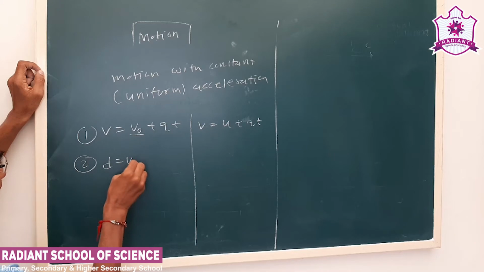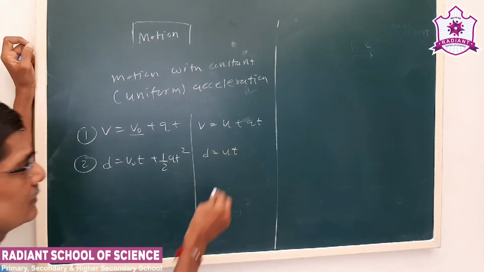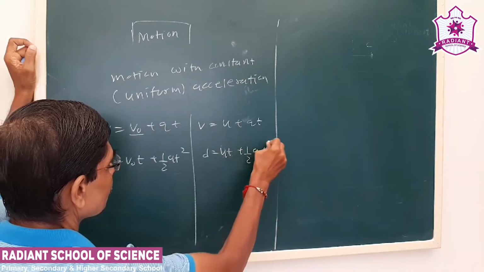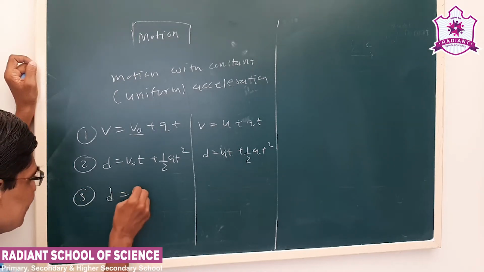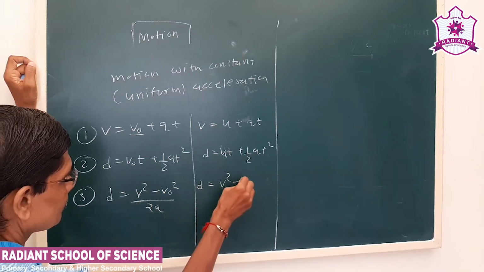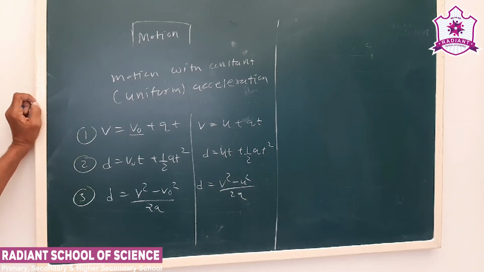Secondly, d is equal to v0 t plus half a t square, or d is equal to ut plus half a t square. Now v0 or u are the common terminology used in the various textbooks. And the third one we derived. Now these are the set of equations which are very useful. Whatever point of time we'll be studying physics, they will be useful to you. So these are the equations of motion with constant acceleration.